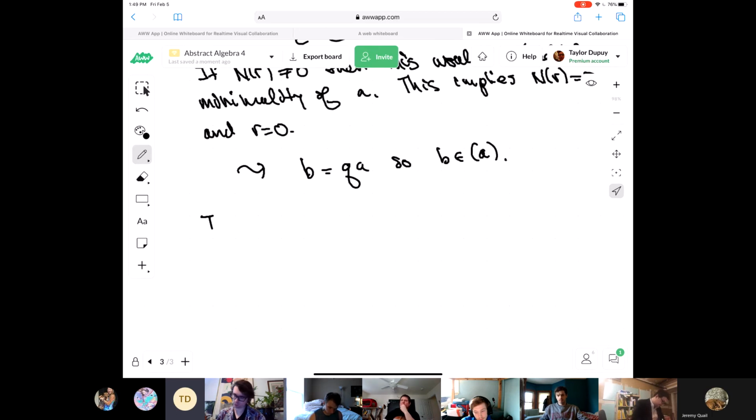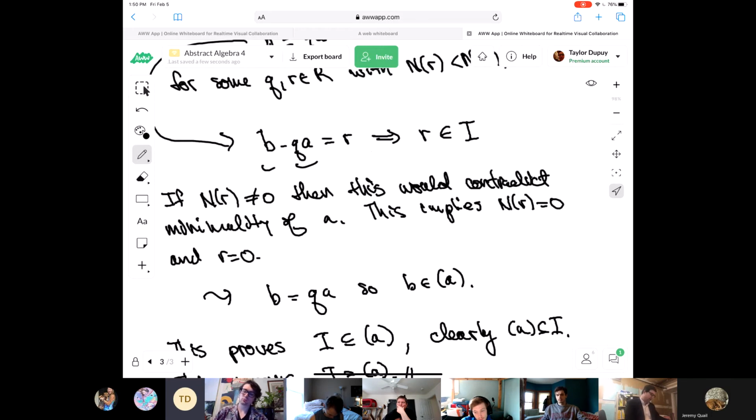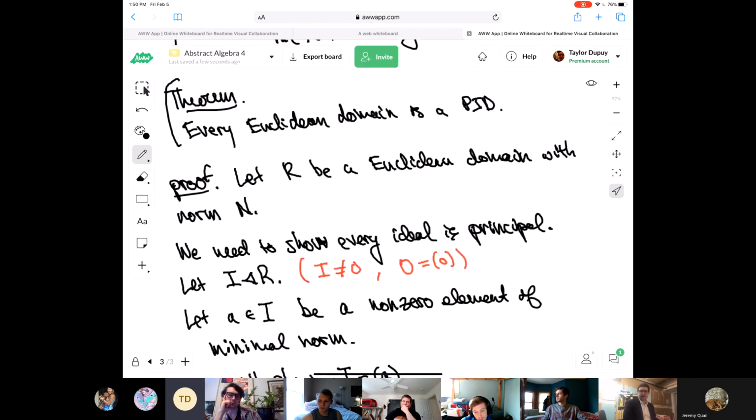So this proves that I is contained in A, and then clearly A is contained in I, since A is in there. And so this means I is equal to A. So we showed that every ideal was principal. The trick is that you just do division with remainder. The trick is take the smallest element. That's the trick. Any questions on that?